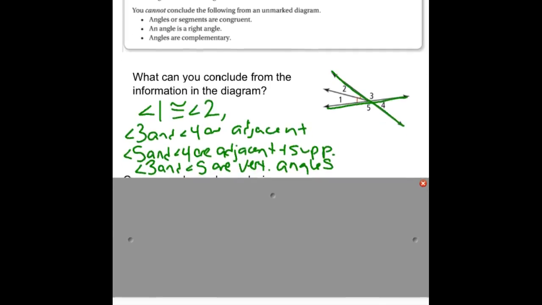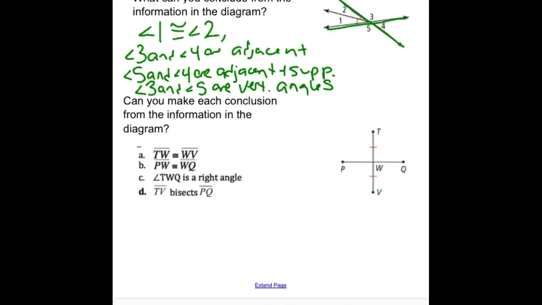I want you guys to take a look at this next diagram, pause the video, and see if you can say that these statements are true or not. Let's check our answers. The first one, segment TW is congruent to segment WV. I can say that is true because they are marked congruent. The next one, that segment PW and segment WQ are congruent. They look like they could be, but because they are not marked, I cannot say that. No. So the answer is no.